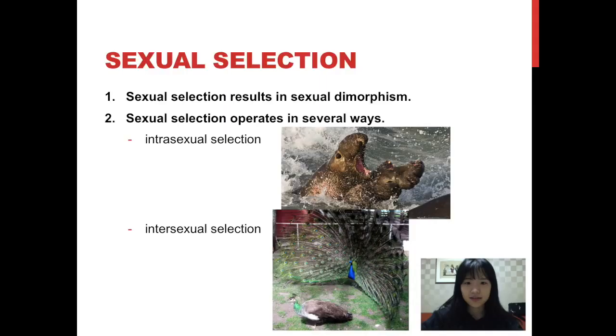Intrasexual selection is when individuals of one sex compete directly for mates of the opposite sex. In many species, intrasexual selection occurs among males. An example in this picture is male northern elephant seals fighting fiercely. And intersexual selection is when individuals of one sex, usually the females, choose their mates from the other sex. The example in the picture is horned peacock males competing to be chosen by females.